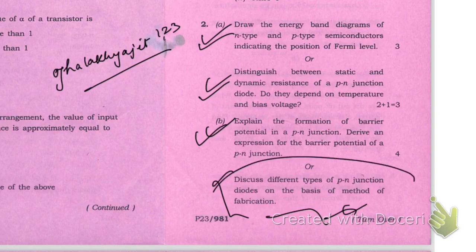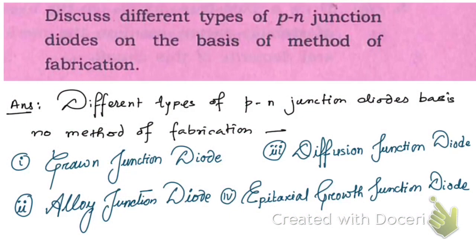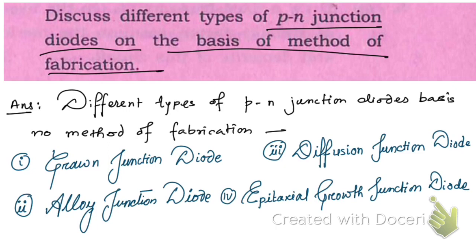So now let's start. Discuss different types of PN junction diodes on the basis of the method of fabrication. On the basis of the method of fabrication, we get 4 types of PN junction diode: grown junction diode, diffusion junction diode, alloy junction diode, and epitaxial growth junction diode. I'm not going to explain this, I have just given you the answer.